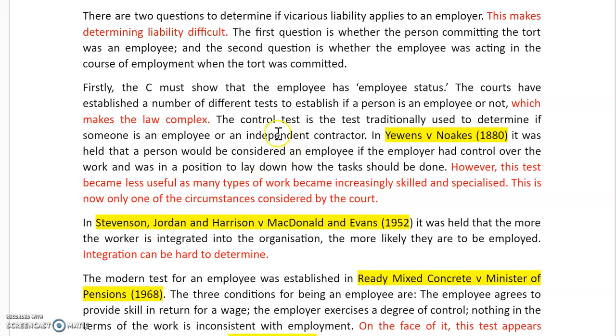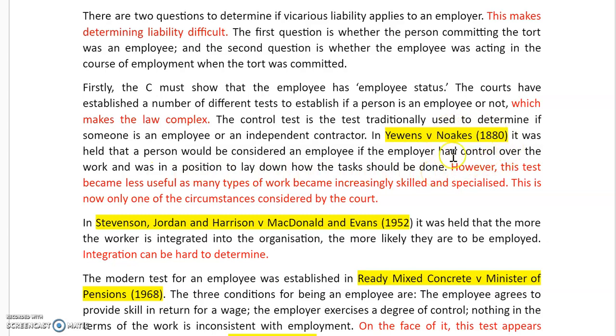So the control test was the traditional test used to determine if someone was an employee or an independent contractor. And you could use Ewins and Noakes here. And it was held in that case that a person would be considered an employee if the employer had control over the work and was in a position to lay down how the tasks should be done.